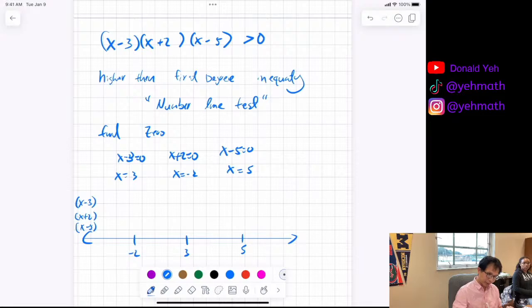Now I'm going to plug in anything from -infinity to -2 into here. What's a good number to plug in? -3, okay. If I plug in -3, what kind of sign am I going to get? Negative. I don't care about the number, I only care about the sign. Three negatives together is going to be negative, because negative times negative is positive, and positive times negative is negative.